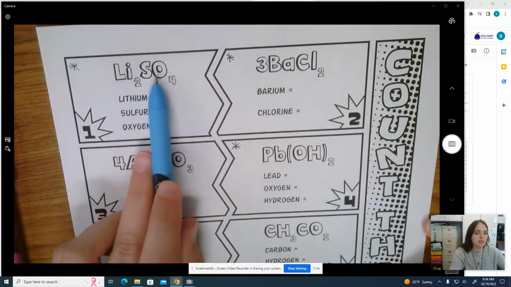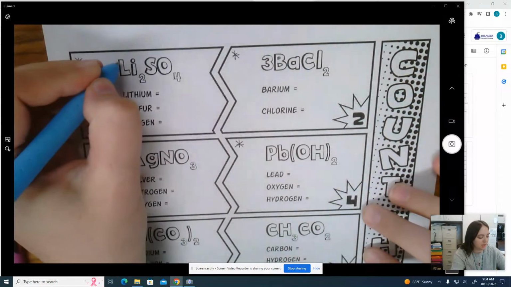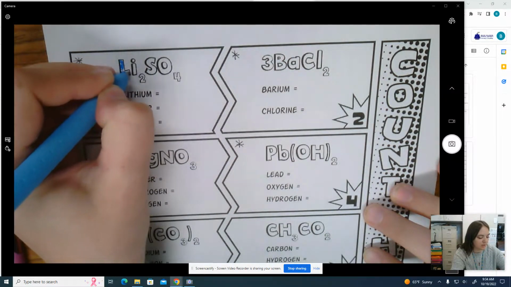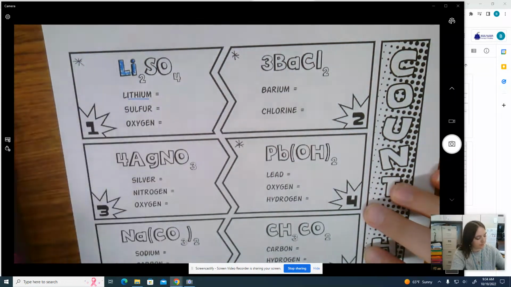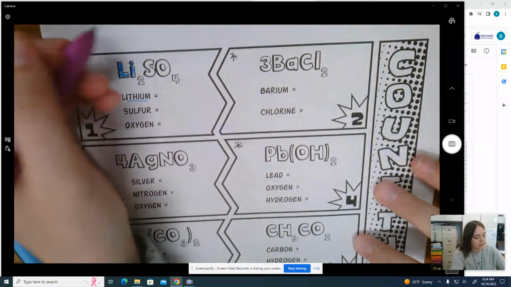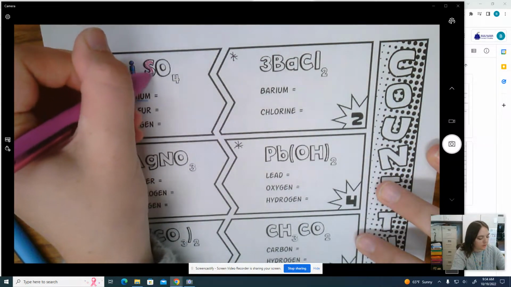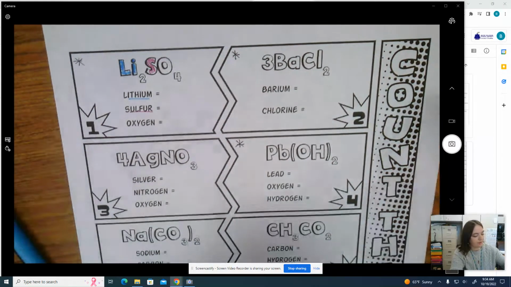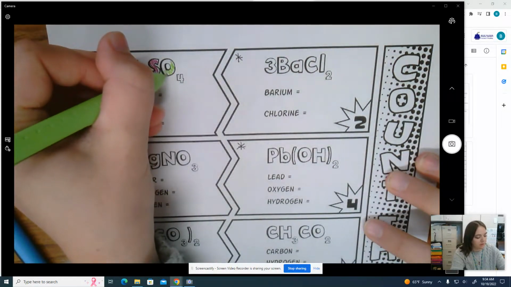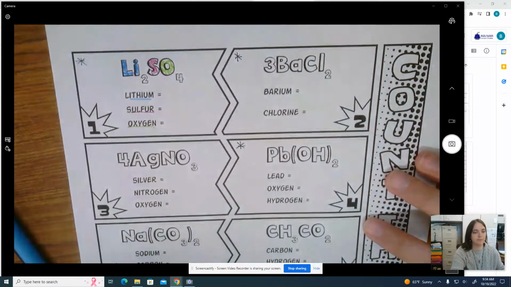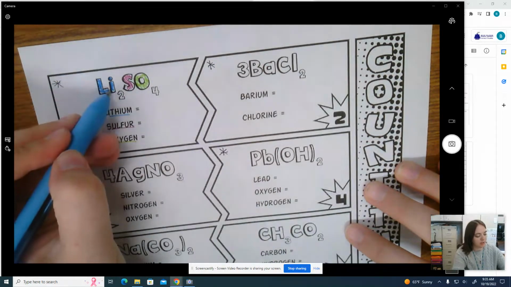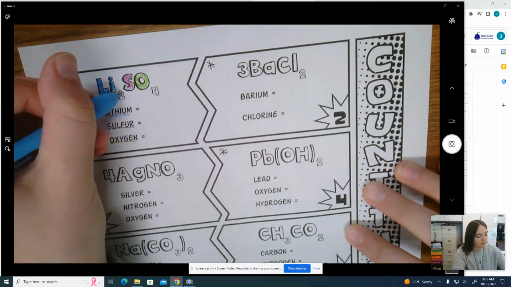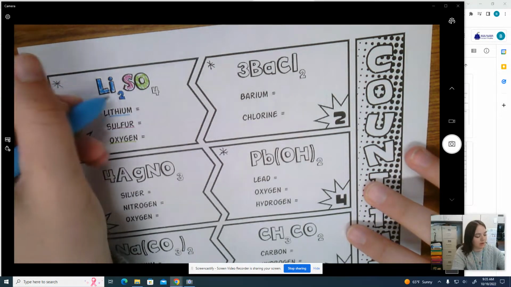This has 3 different elements in it, and I'm going to use my pen to color in where those elements are. We have lithium, and then we have sulfur, and we have oxygen. Okay, now when we have a number that is after the letters like this, it goes with that one right here. So that means that we have 2 lithium.